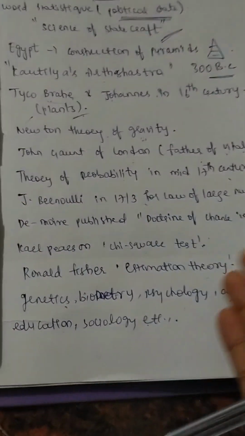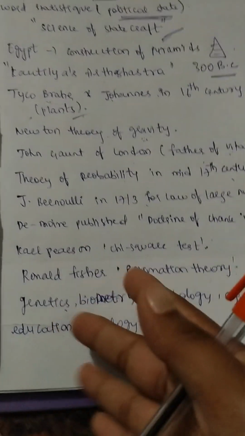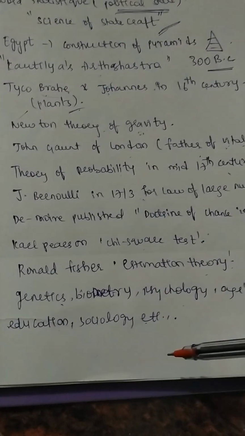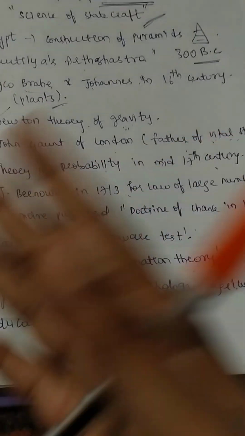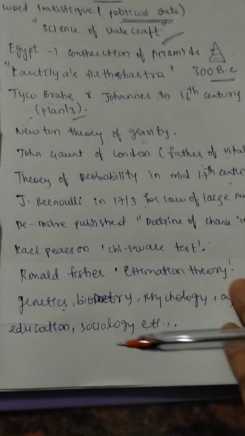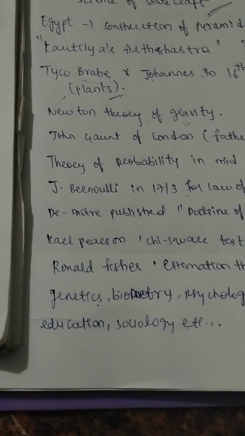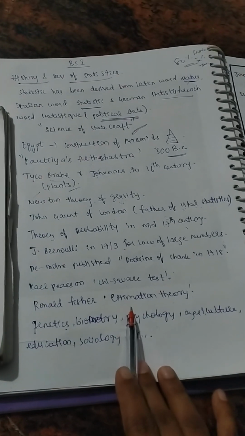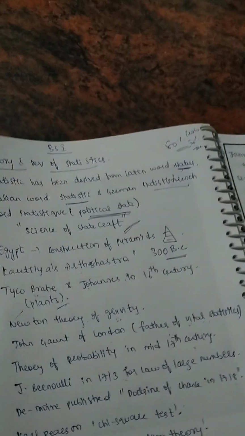We calculate GDP, inflation rate, birth rate, death rate, income, standard of living, everything relates to statistics. In agriculture, fertilizers, chemicals, and soil are all measured in numerical form. These are the areas where we use statistics very well. In almost all fields, such as genetics, biometrics, psychology, agriculture, education, sociology, and many more, statistics has been used.